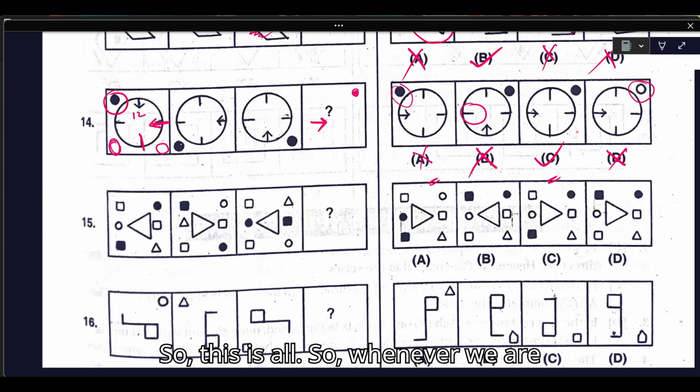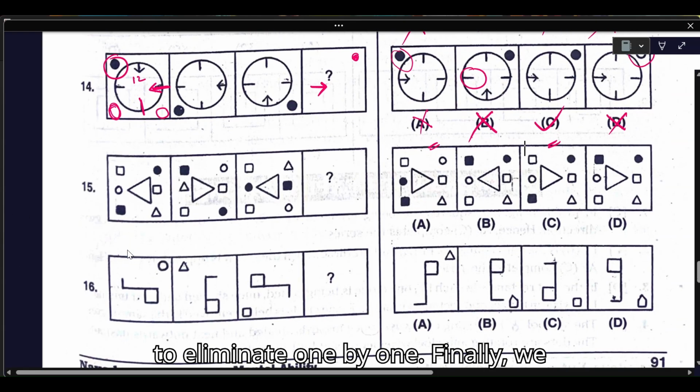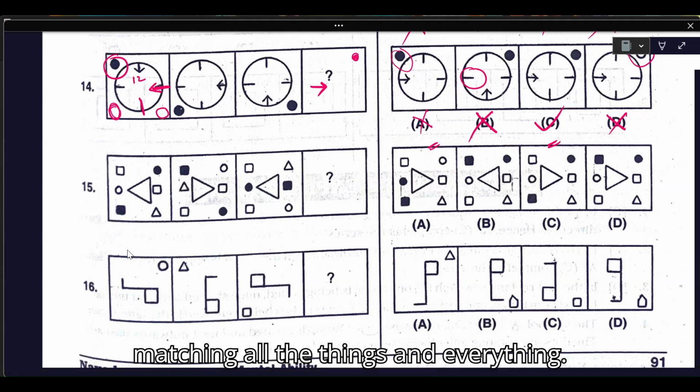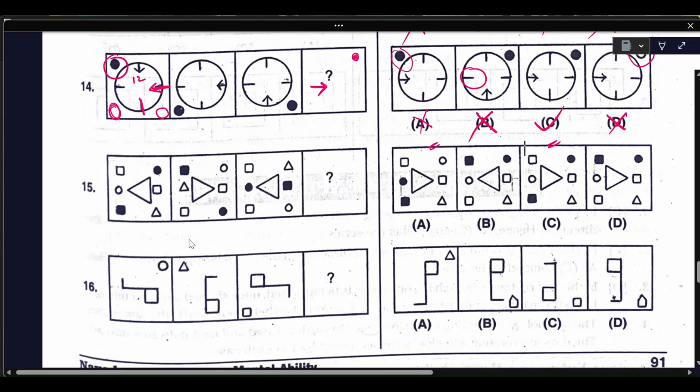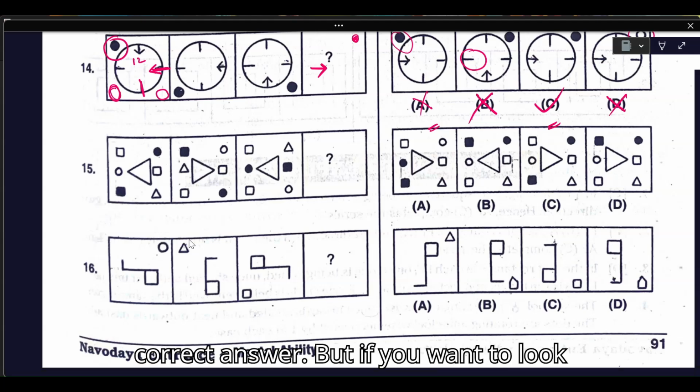So this is one. Whenever you are doing any problems with figures, you have to eliminate one by one. Finally we have to confirm the last figure which matches everything. Eliminating one by one will definitely give you the exact correct answer, but if you try to look at the correct answer directly, sometimes you may miss the exact answer. So best practice is to eliminate one by one and finally finalize the last option.